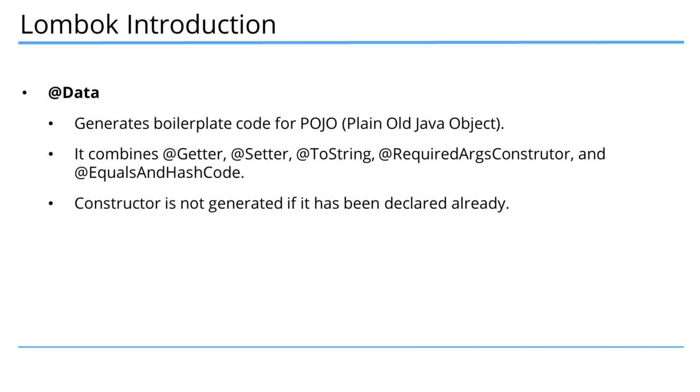Another really good one is the data annotation, and that's at class level, and that generates boilerplate code for the POJO, or plain old Java object, and basically combines a lot of these other annotations: the getter, the setter, the toString, required args constructor, and the equals and hashcode annotations. The constructor is not generated if it has been declared already.